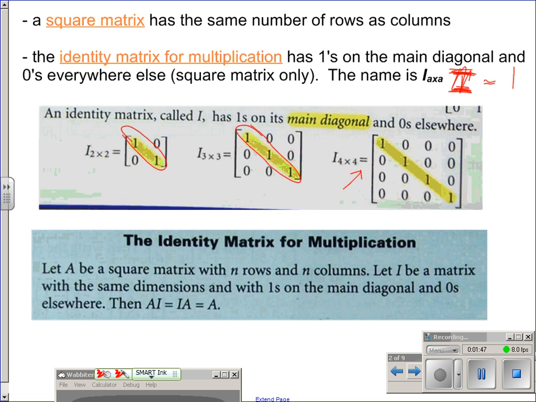When you multiply a matrix by the identity matrix, you get the same thing. And that's what we're looking at down here. It's called the identity matrix for multiplication. If you take matrix A and multiply it by the identity matrix, it doesn't matter if you go A times I or I times A, you're getting the same thing. It's just like multiplying a number by 1. That's how it works.